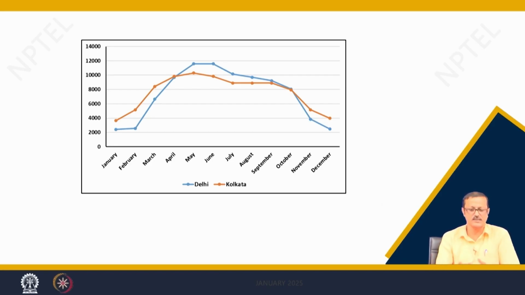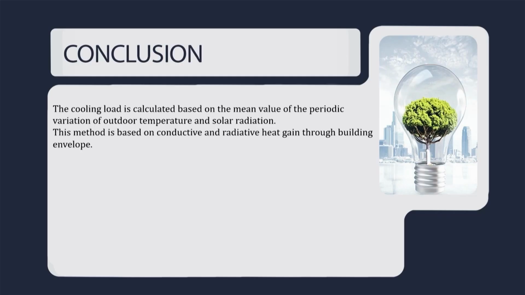So, it goes the way it should, based on this NBC data and the temperature data I have calculated. This particular lecture takes you to the cooling load calculation. We have seen the mean temperature variation for a month, and the outdoor average temperature data is going well, and this particular computation is based on the conductive and the radiative heat gain. Thank you very much.